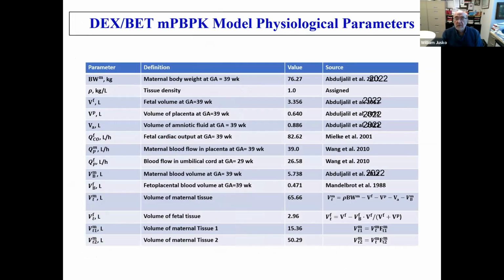The parameters come from recent literature. There have been approaches to building full PBPK models with a lot of information that we borrowed from. We assumed the mother would be at a gestational age of 39 weeks, but the model could be readily tweaked to go earlier. So it's a long list of parameters, but keep in mind, this is a minimal model.